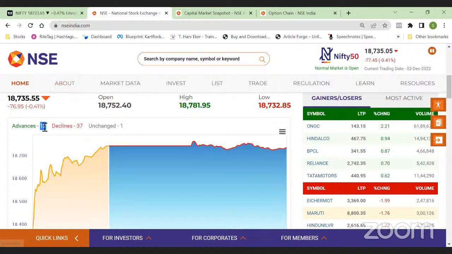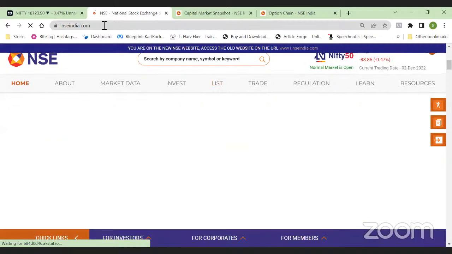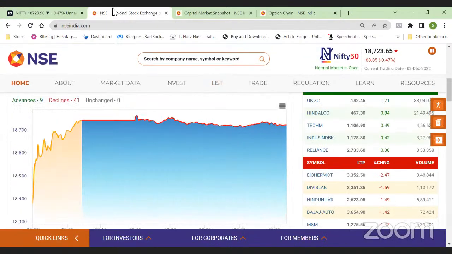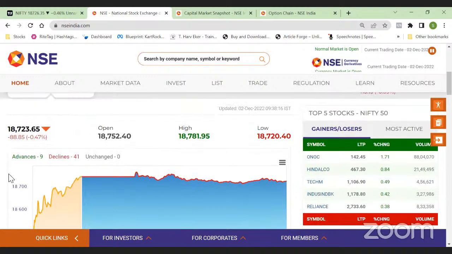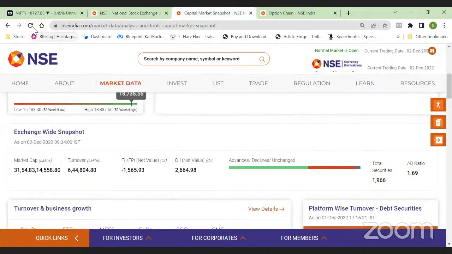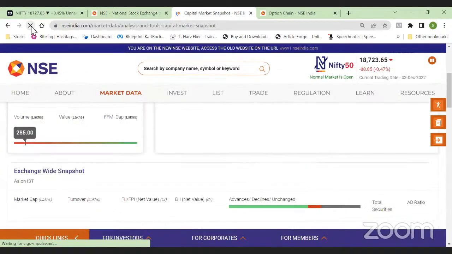Advance declines, only 12 stocks are up. Rest all stocks are down. Reliance is up, so the market is somehow sustaining. If Reliance also comes down, then it will become a difficult task for the market to sustain. And it is coming down also. And if you look at this, advance declines is continuously coming down, which means the market has a negativity for today.